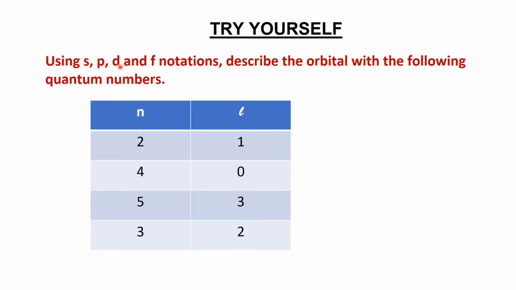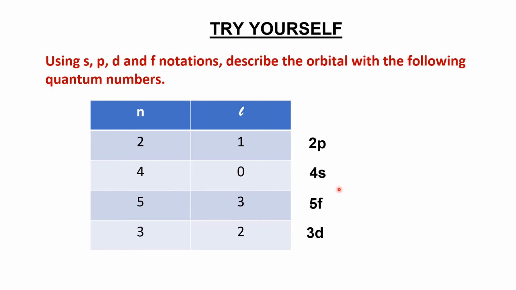Now using s, p, d and f notations, describe the orbital with the following quantum numbers. If n is 2 and l is 1, then this orbital can be represented as 2p, because l value is 1. Second, if n is equal to 4 and l is 0, what will we write for this? It would be 4s. Similarly, if n is equal to 5 and l is equal to 3, then it would be 5f, and n equal to 3 and l equal to 2 would be 3d.